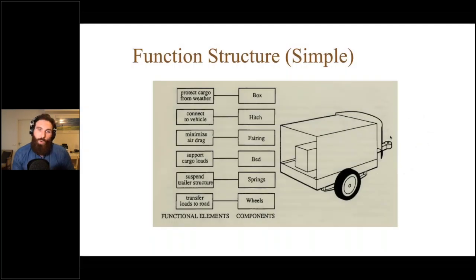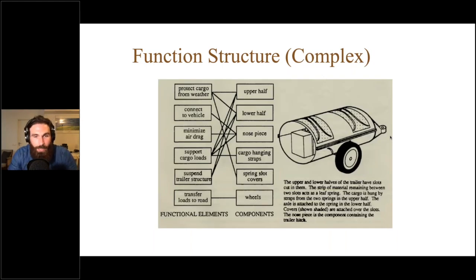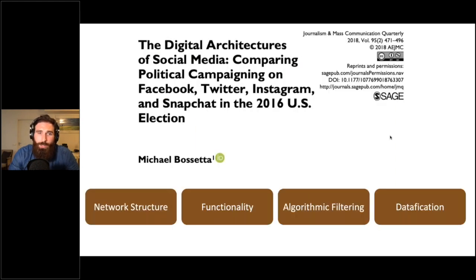So the idea is to look at what are the functions of the platform, what are the features that allow those functions, and how do they work together? And so here's a very simple example. As technologies get more complex, the mapping gets more complex, and I think social media are very complex technologies. And so trying to do this is what I've been doing in my research. And you can check out this article that's open access, where I basically identified 4 categories of the architectures that I think are particularly relevant for political communication in this context, particularly for political campaigning. And I'm going to briefly introduce you to those and the general approach. And if you'd like, you can go and read more about it in the paper.